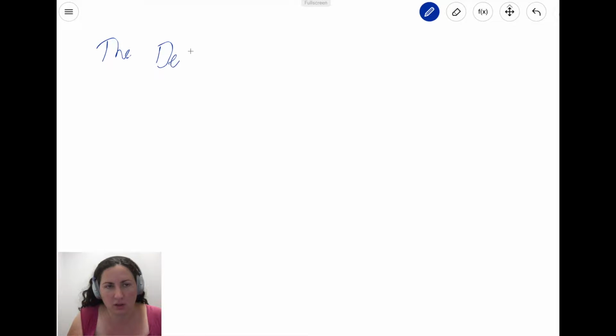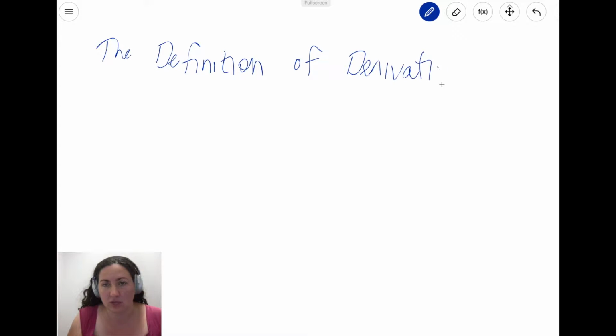Now before we jump into some examples, I would like to just kind of motivate the definition a little bit, just to get a sense of why this formula is important or how it comes about.